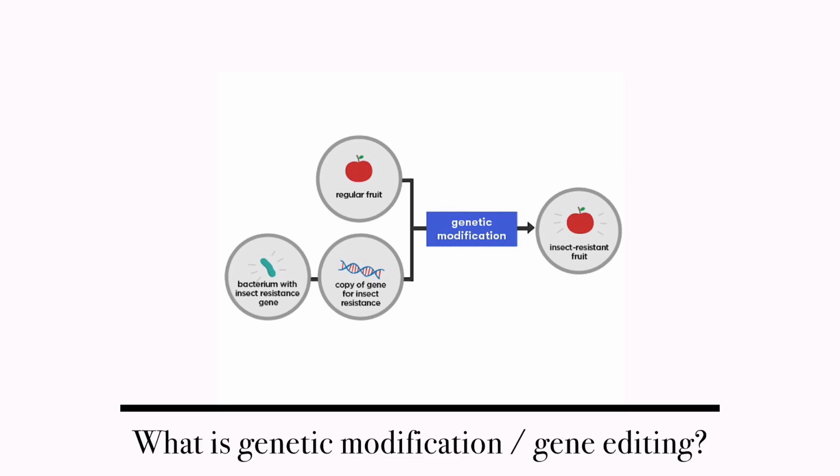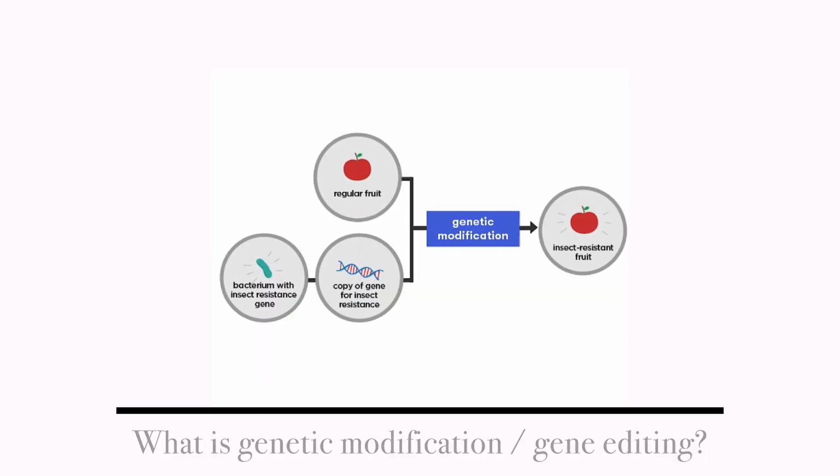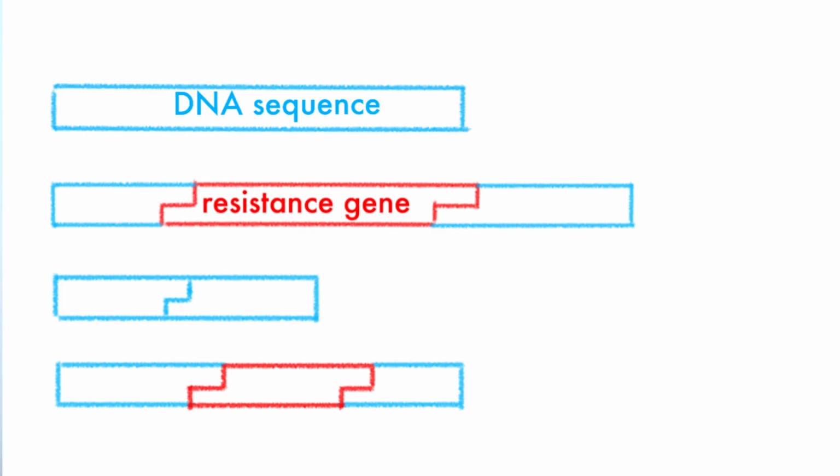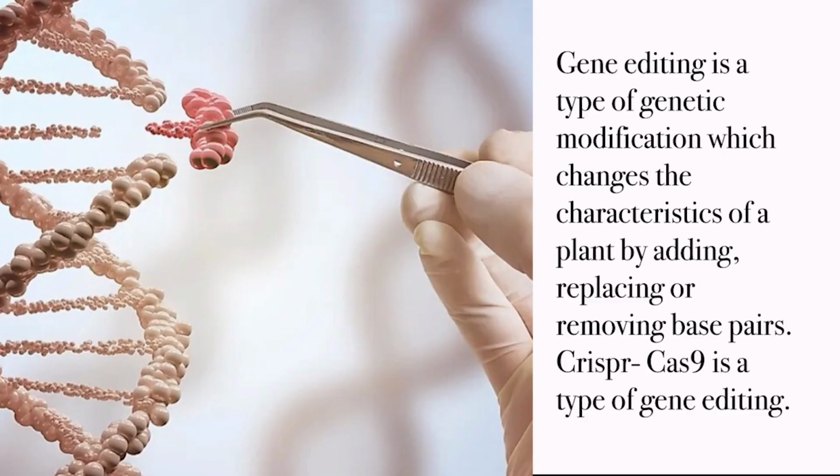So gene editing is a type of technology where we can change the characteristics of a plant by adding, replacing, or removing base pairs, which are parts of the DNA sequence. Due to the limited amount of wheat being harvested due to fungal diseases, we need to make the wheat more resistant. But the question is, how do we do that? Well, there are a few methods.